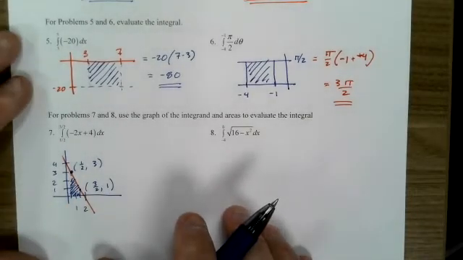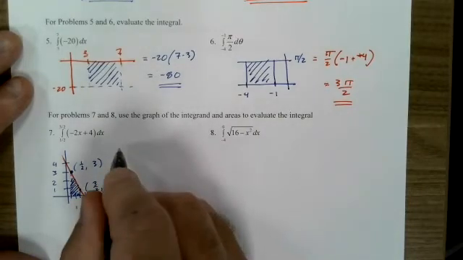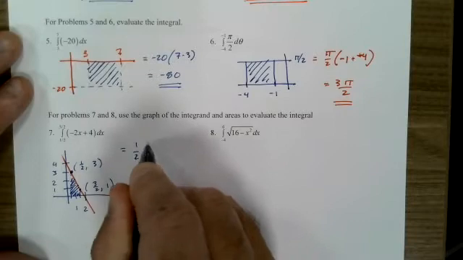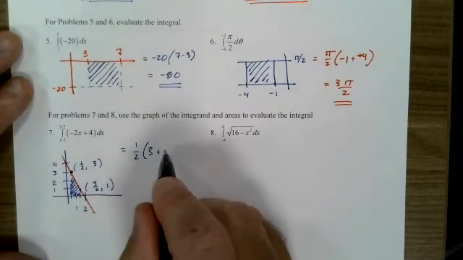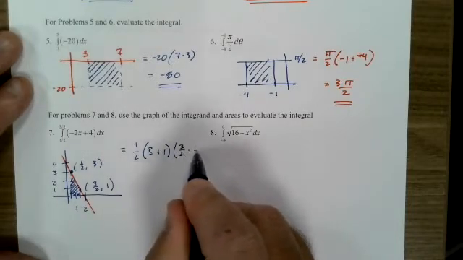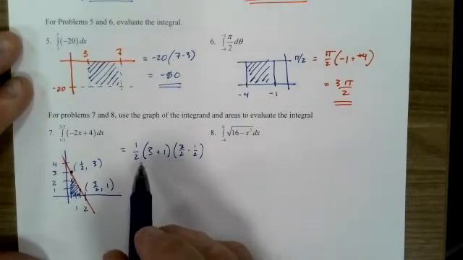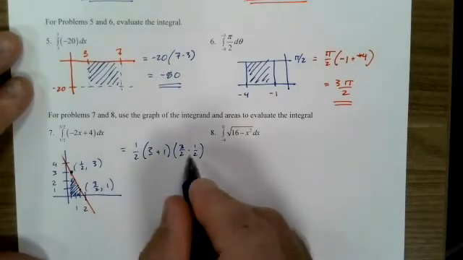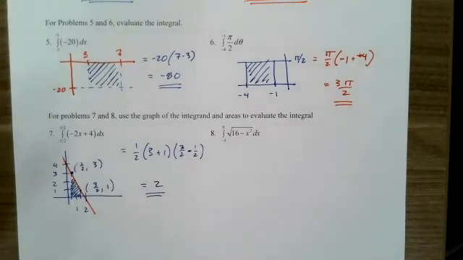So this is a trapezoid. The base is 1 long. So the area equals 1/2 times height 3 plus height 1 times base 1, which is 3/2 minus 1/2. 4/2, 2 times 1. 2.